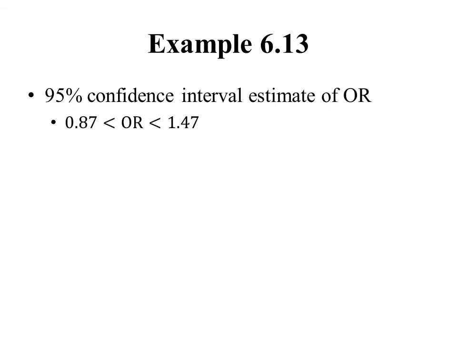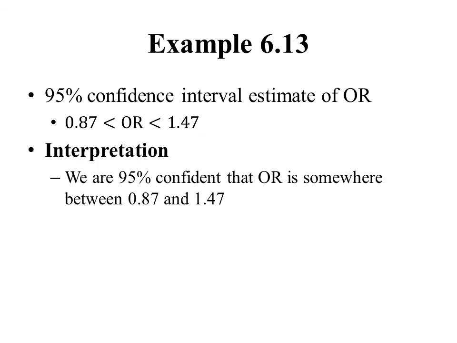Okay. So based off of this, we would interpret this by saying that a 95% confidence interval of the odds ratio is that the true population value of the odds ratio is somewhere between 0.87 and 1.47. Now, we'd interpret this in the same way as every other confidence interval. We would say that we are 95% confident that the odds ratio is somewhere between 0.87 and 1.47.